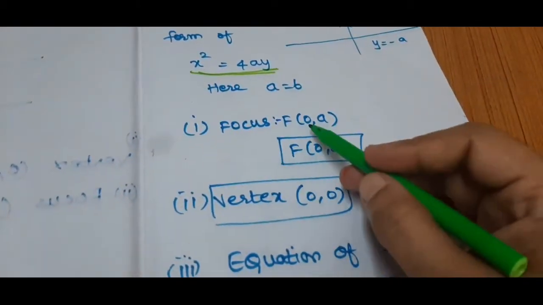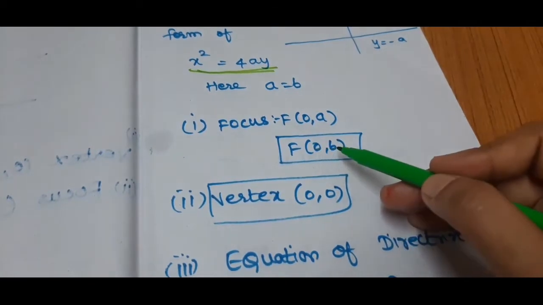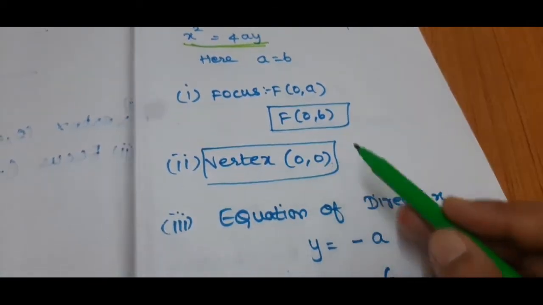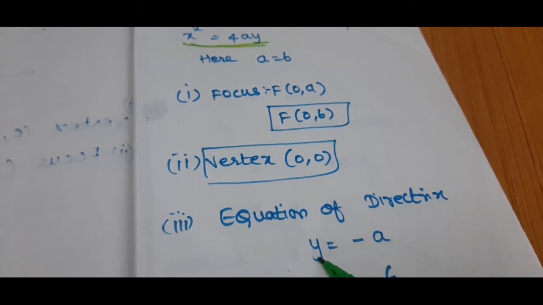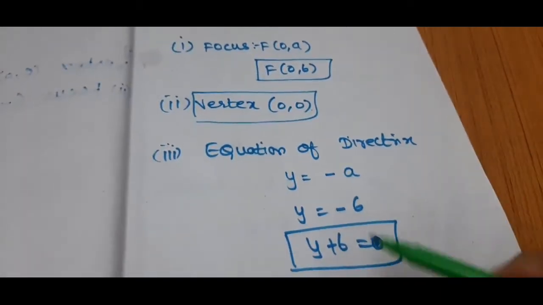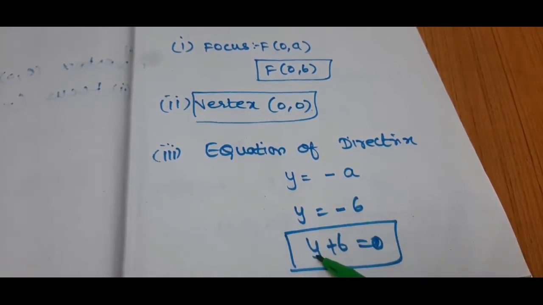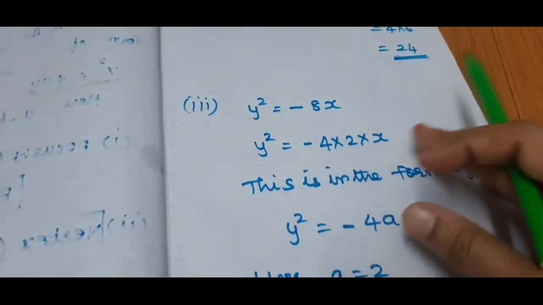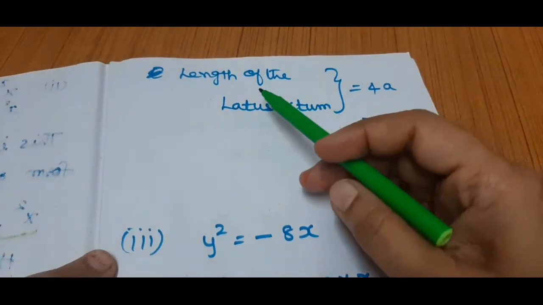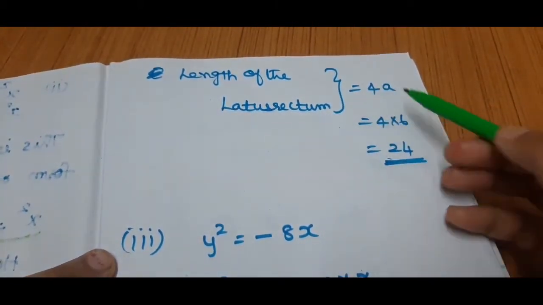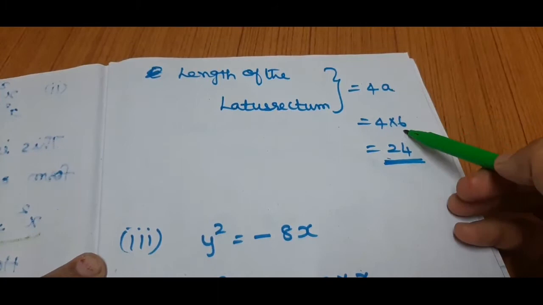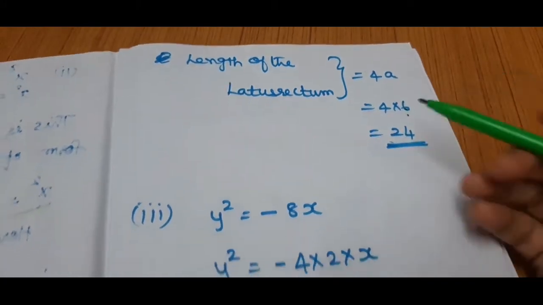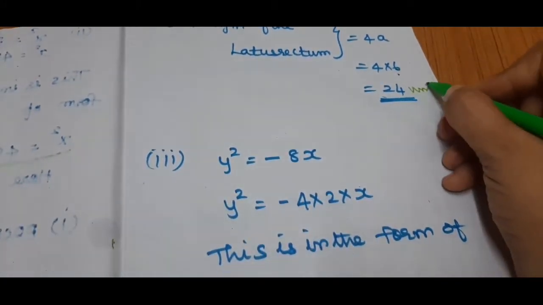So focus is 0, a, that is 0, 6. Vertex is 0, 0. Equation of the directrix is y is equal to minus a, that is y is equal to minus 6. So I can take this minus 6 to the left hand side, that will become plus 6. Therefore y plus 6 is equal to 0. Then length of the latus rectum will be 4a, that is 4 into 6, 4 sixes are 24 units.